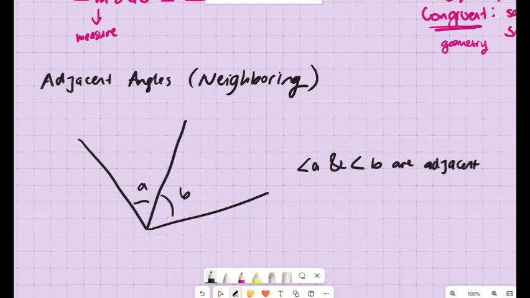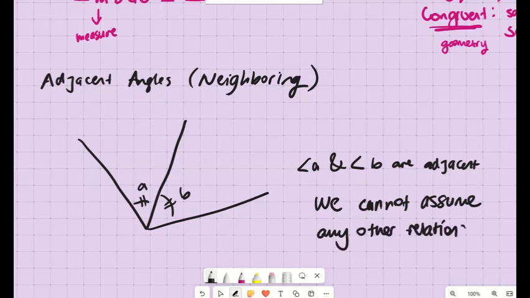However, we don't have any rules for them. So I cannot say A plus B equals 180. When you see adjacent, you can't assume these angles have some certain number unless I really define the relationship. For instance, if I say A and B are adjacent congruent angles, then I know that A and B will be equal. However, if they are not saying anything other than being adjacent, we cannot assume any other relationship.